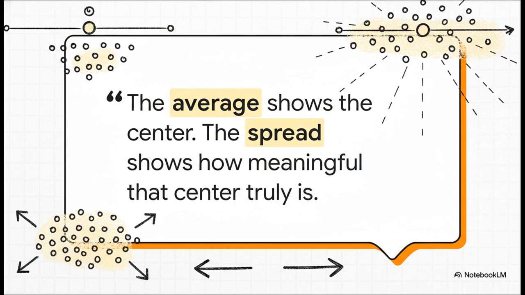I really love this quote. It just nails the whole point. The average tells you the center of town, but the spread tells you if that center is a tiny village where everyone lives close by or a giant sprawling city. A small spread means that average is a really good description of the group. A huge spread means that average might not really describe anyone at all.